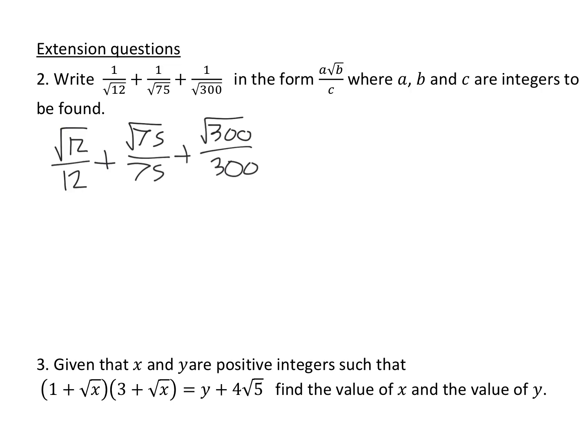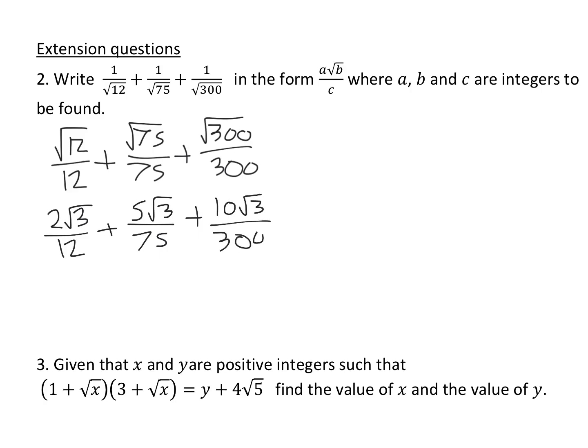Root 12, that is root 4 root 3. 4 3s are 12, and root 4 is 2. So that's 2 root 3 over 12. 75 has a square factor of 25, so that's 25 times 3. Root 25 is 5, so that simplifies to 5 root 3. And the denominator is 75. Root 300 has a square factor of 100. 100 times 3. The square root of 100 is 10, and then root 3.